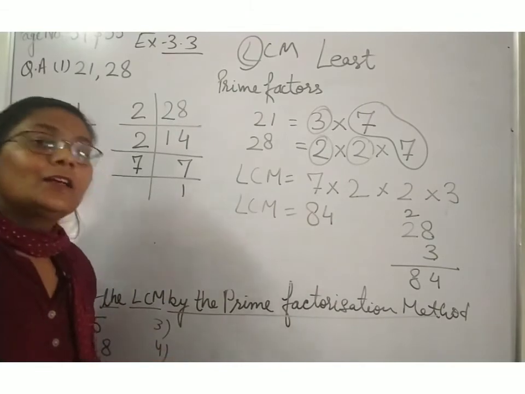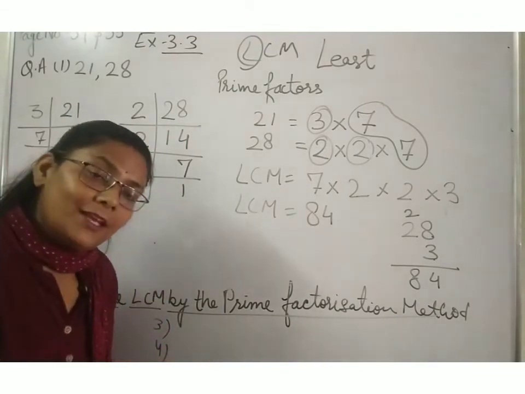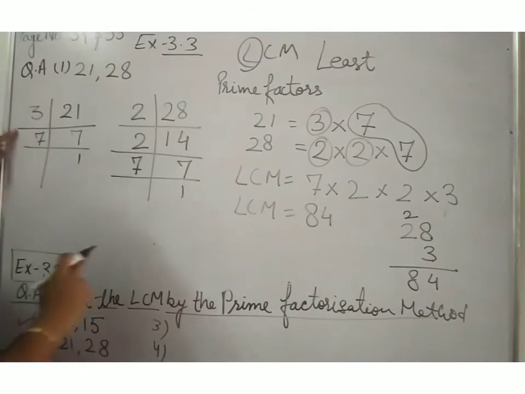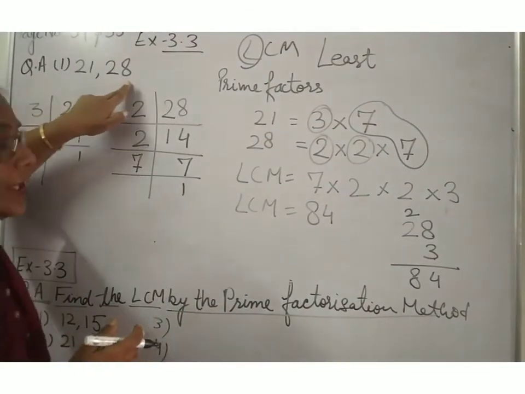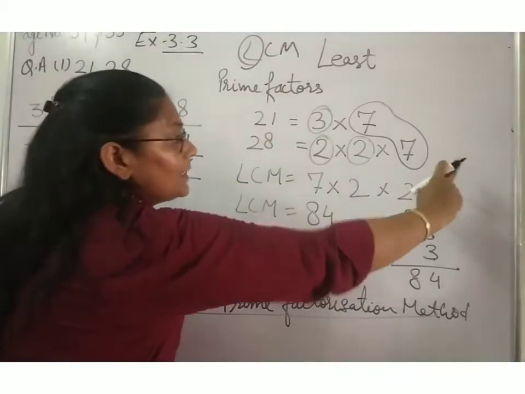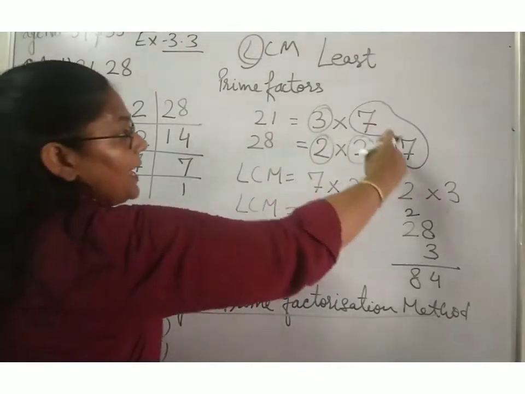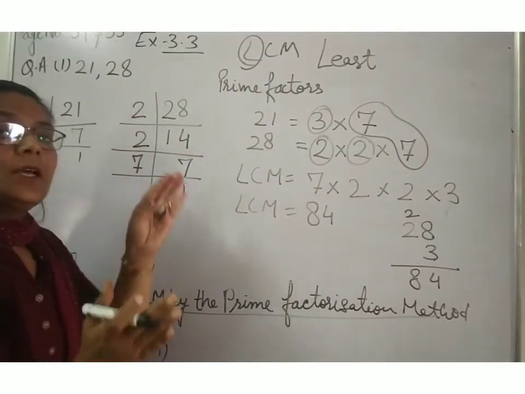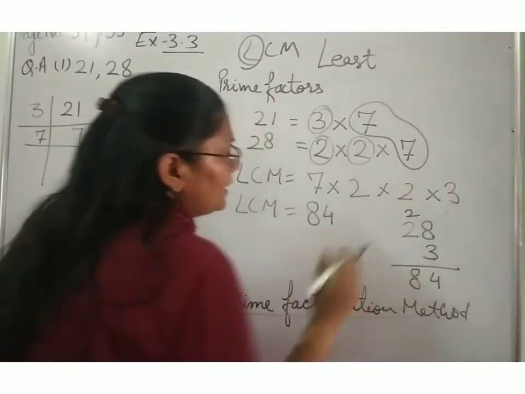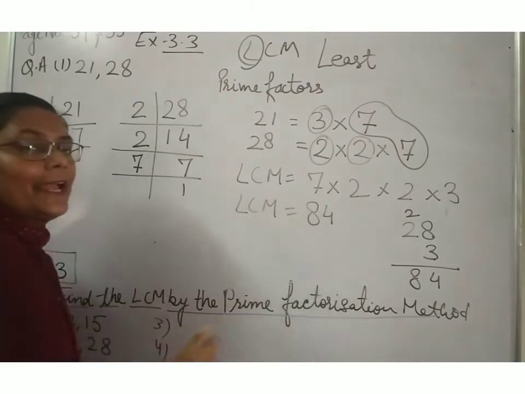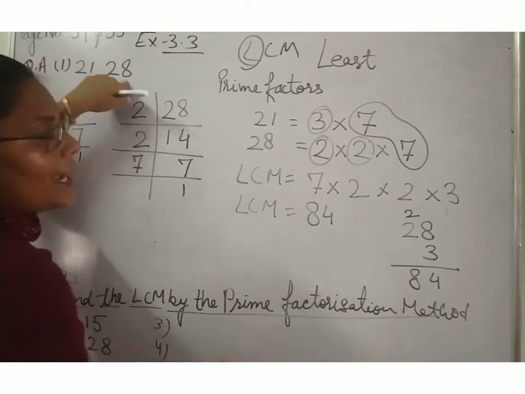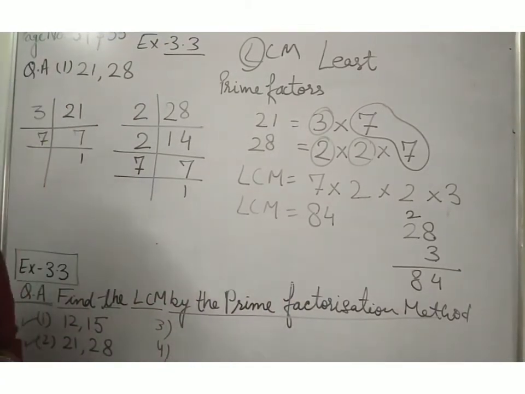Children, I think you understood the method very well. I will explain it again. First you will take out the prime factors of both the numbers. If there are 3 numbers, you will take out the prime factors for 3 numbers. You will write the multiples. Then you will encircle the numbers. First, the most common numbers you will write and then the least common numbers. And then you will multiply all the numbers to get the LCM. This 84 is divisible by 21 also and 28 also.